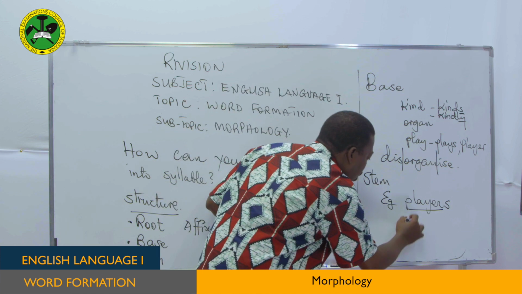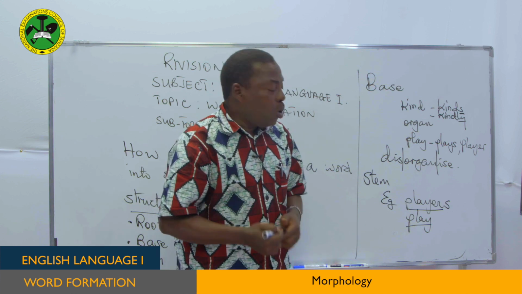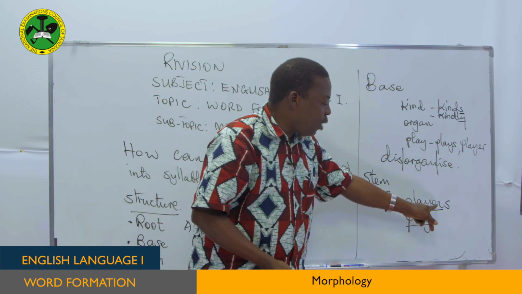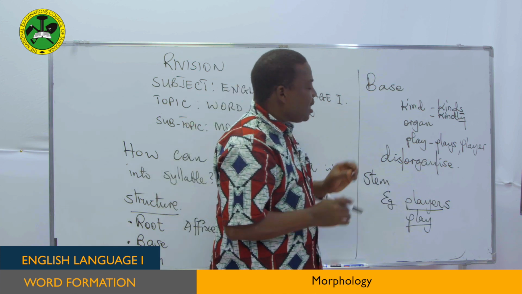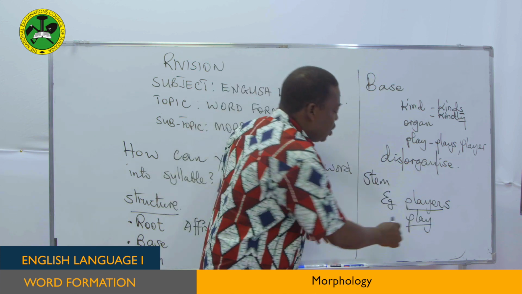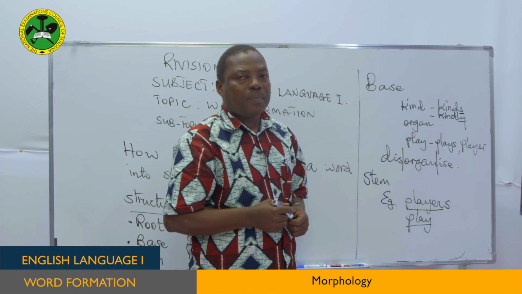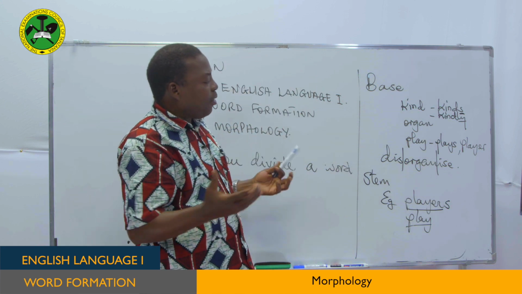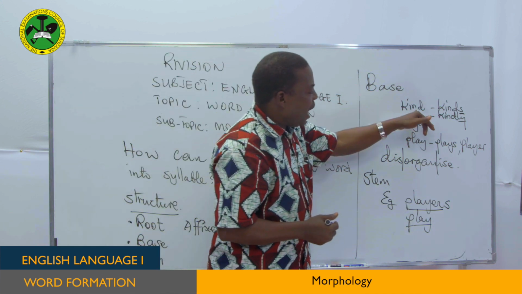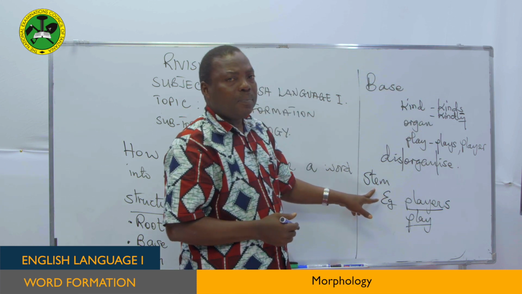We fail to call the word play a stem only because it has that possibility of accepting the ER. Once a word has that possibility, it is referred back to as a base. So if we are to think about other examples like the word kind, is the word kind a stem?